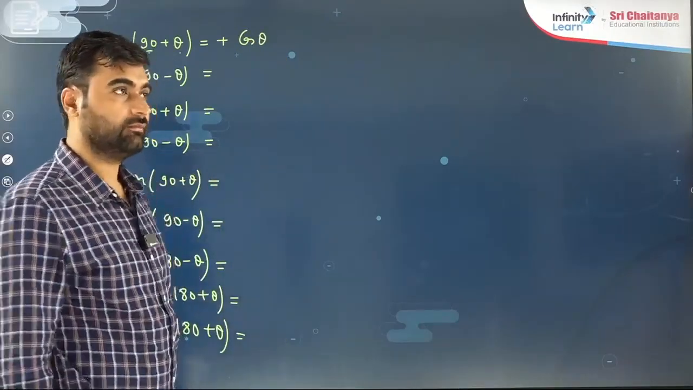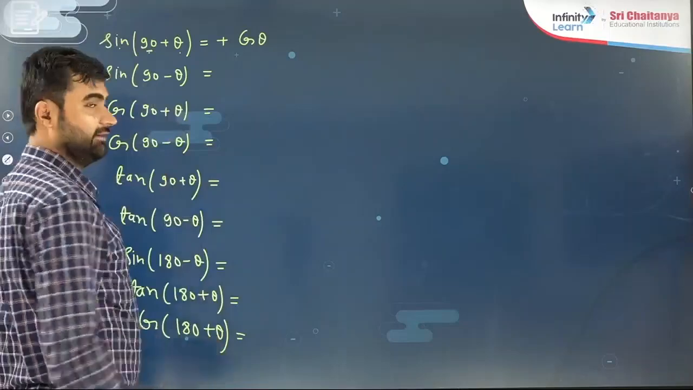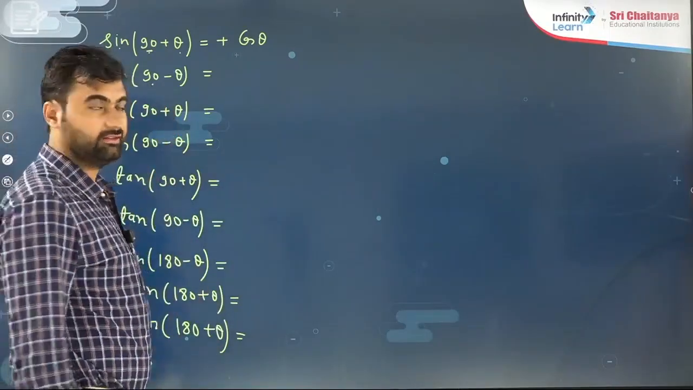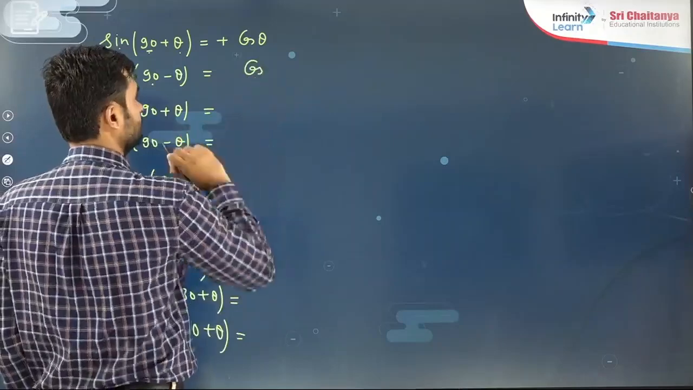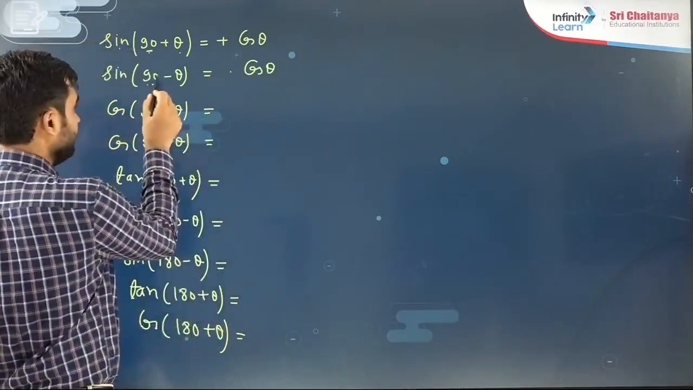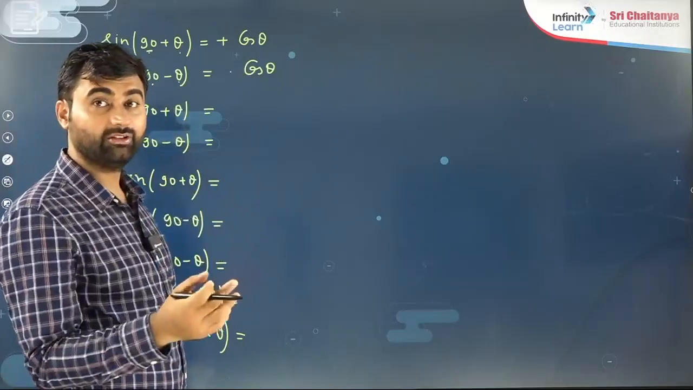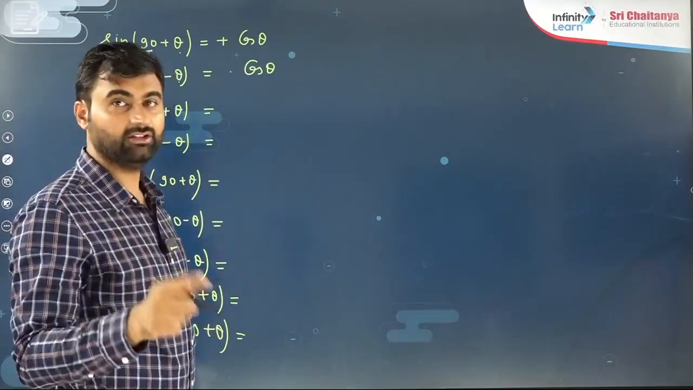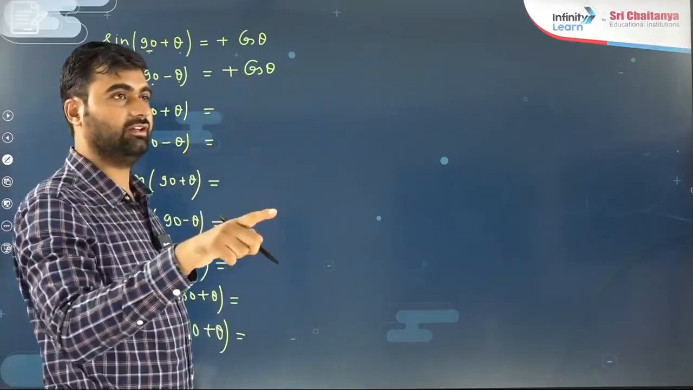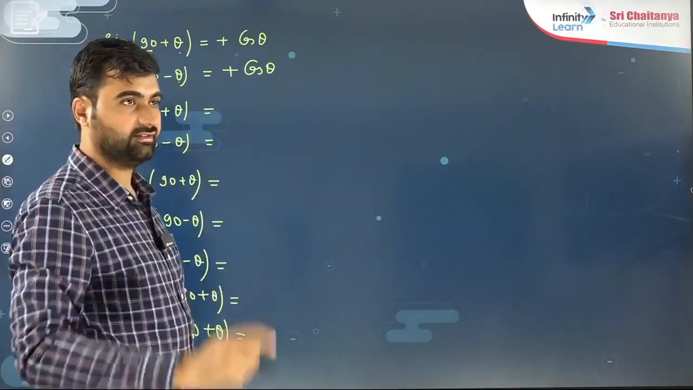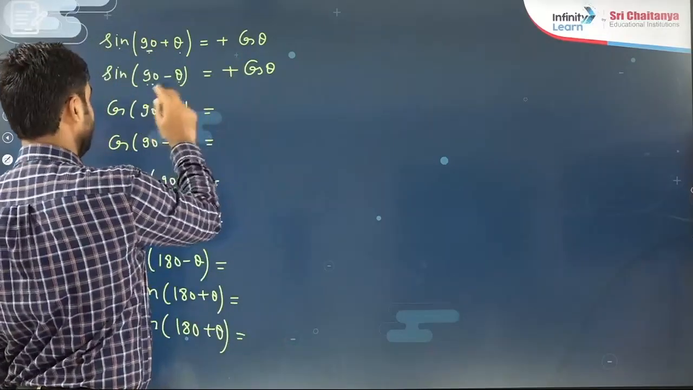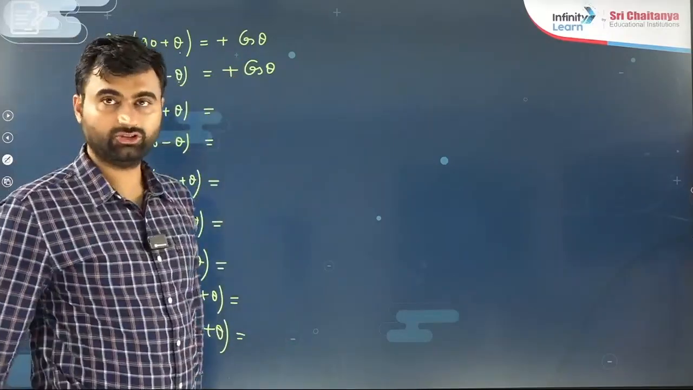Okay. Now second, sin 90 minus theta. Again, which line are we using? Vertical line. Sin will change into cos. Now, is it positive or negative? 90 minus something means which quadrant? First. In the first quadrant all are positive. So it is positive. Yes, that is correct. Both are positive. This is also plus cos theta. This is also plus cos theta.